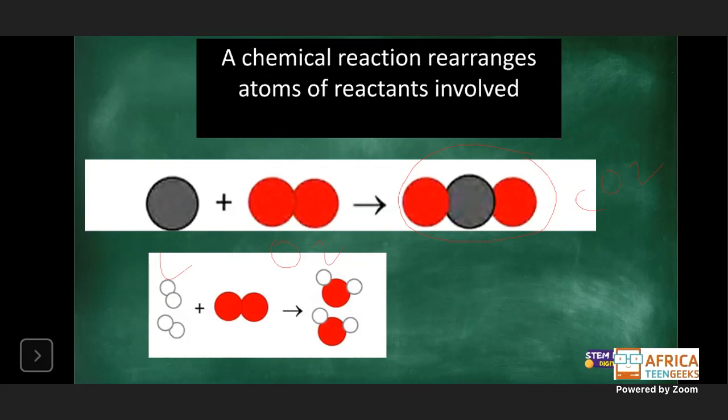All right, so guys, this is how the water molecules are formed. So just note that, guys, that we have a rearrangement of atoms of reactants in chemical reactions. All right.